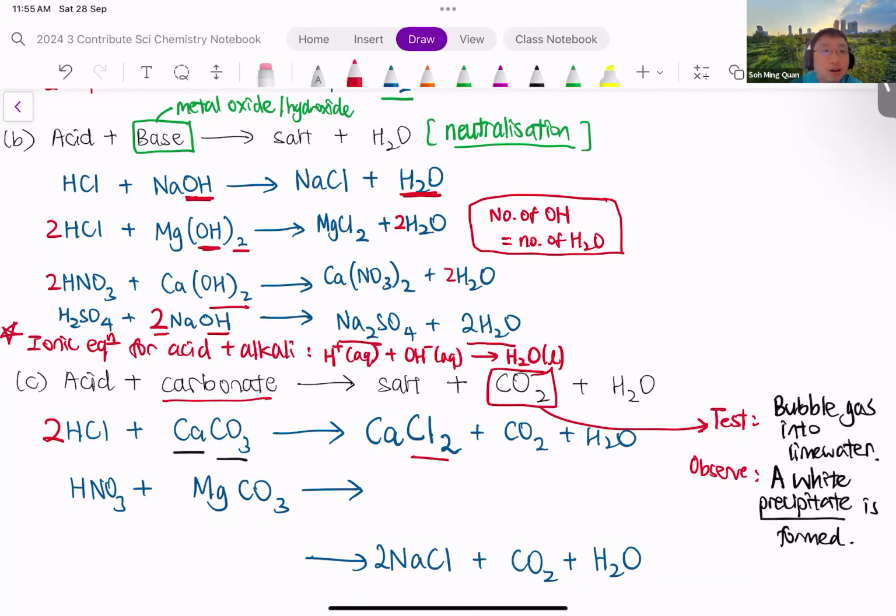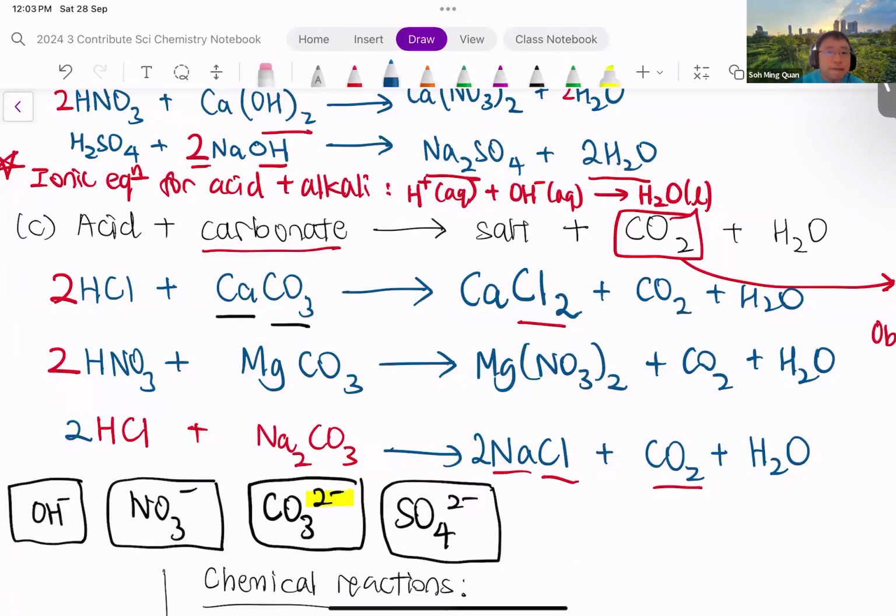Okay, so now, again, we are going to do the next 2 equations ourselves. Let's give ourselves some time to actually practice writing the equations. Okay, so please finish the equation for the next 2. Okay, they are all acid plus carbonate reactions. So you should be able to work out what are the products or what are the reactants. So let's complete the next 2 equations now. Okay, so now here are the answers for the equations for the acid plus carbonate reactions.